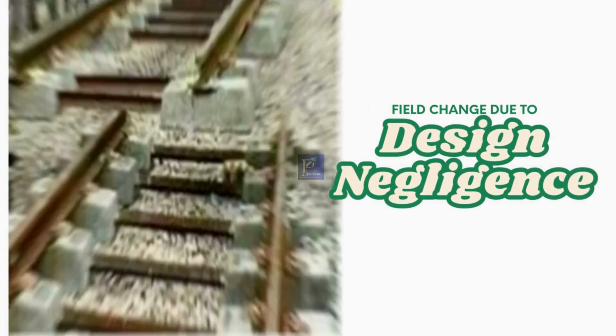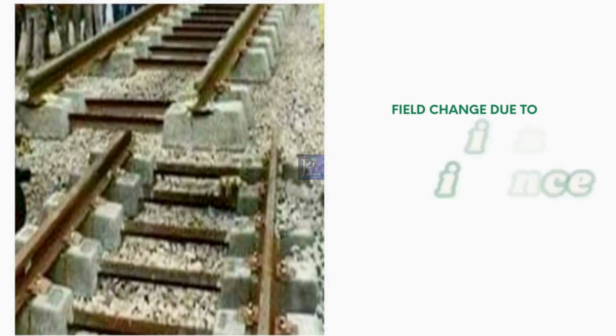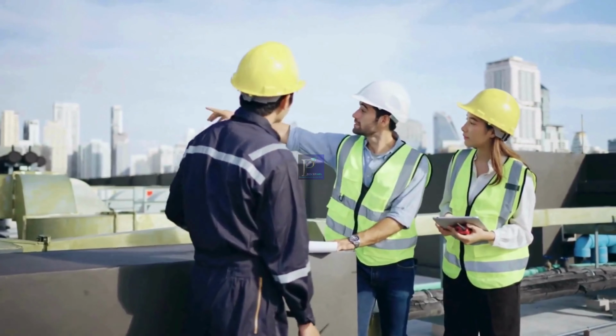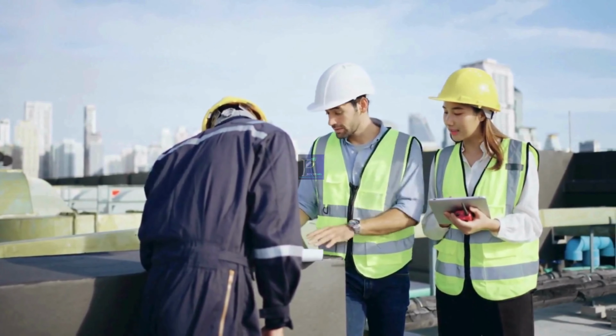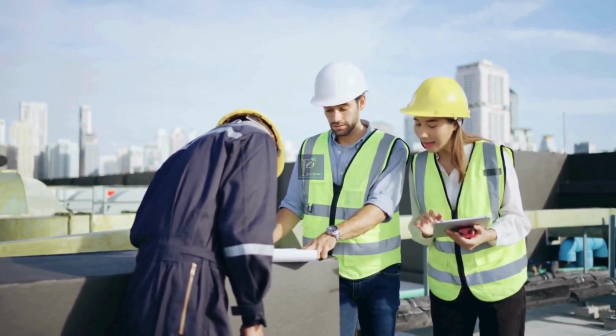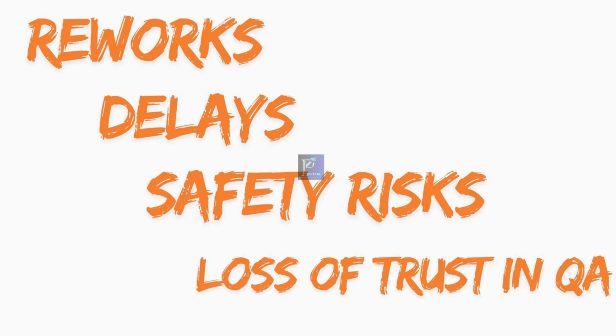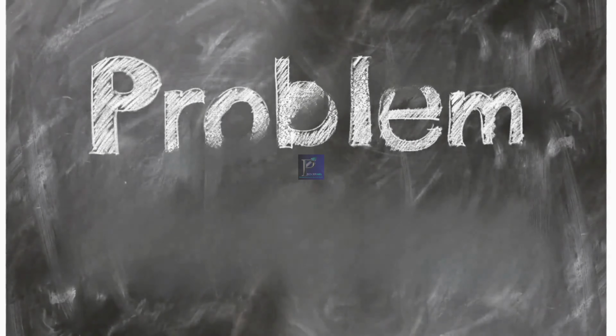This is a classic example of what happens when design is done in isolation. Without understanding the actual site conditions, the design team failed to consider real-time site conditions. On paper, it looked fine. But on site, the layout didn't match the alignment, resulting in a disastrous field change. This kind of error stems from poor site investigation, reliance on outdated survey data, or designing remotely without ground validation. The result? Rework, delays, safety risks, and a loss of trust in quality assurance.